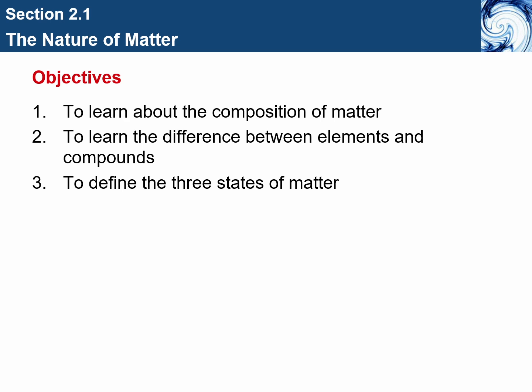All right, section 2.1 will focus on the nature of matter. We have 3 objectives. First, we need to learn about the composition of matter, including the idea that matter is made of extremely small particles. Second, we will learn the difference between elements and compounds. Both are pure substances, but they differ in the number and kinds of atoms they contain. Third, we will define the 3 states of matter. There's 4. Solid, liquid, and gas.